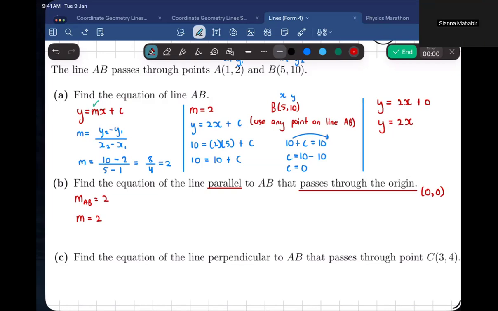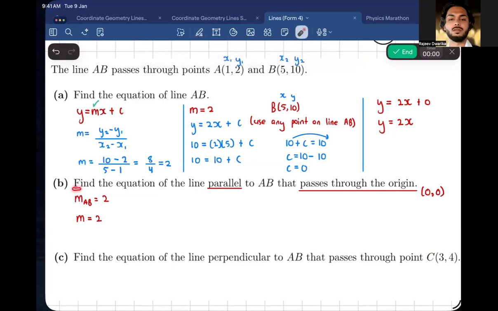Because of the formula. Read back what it said. Oh, wait, wait. Because parallel means that it has the same gradient. Yes. Right?